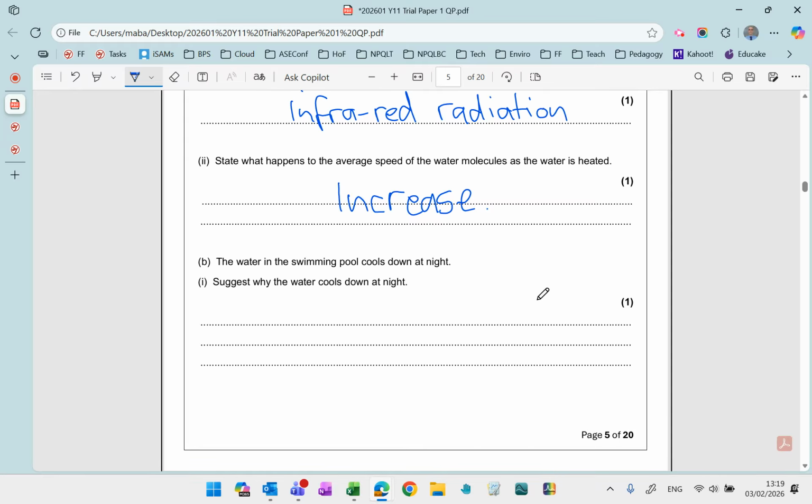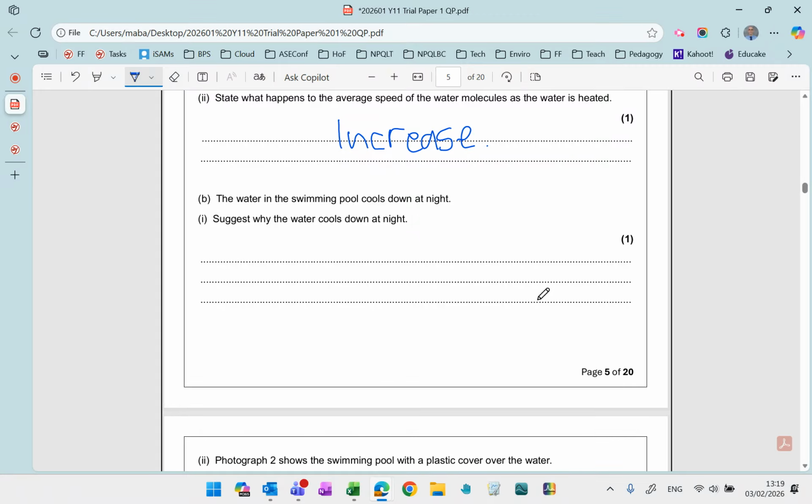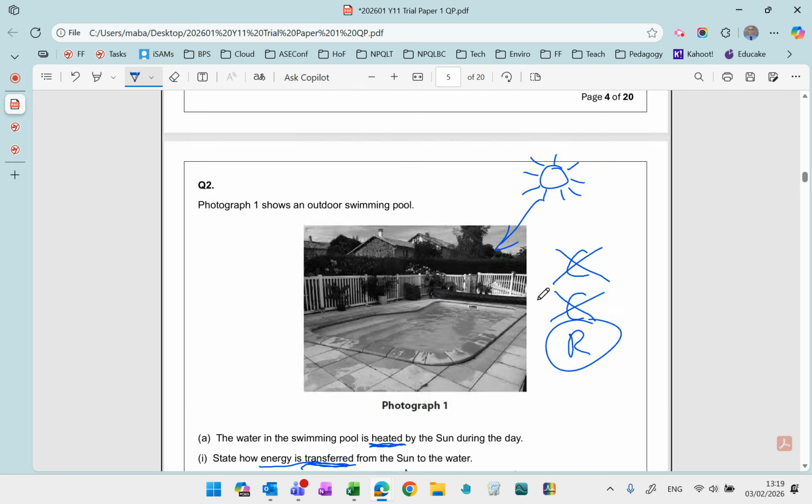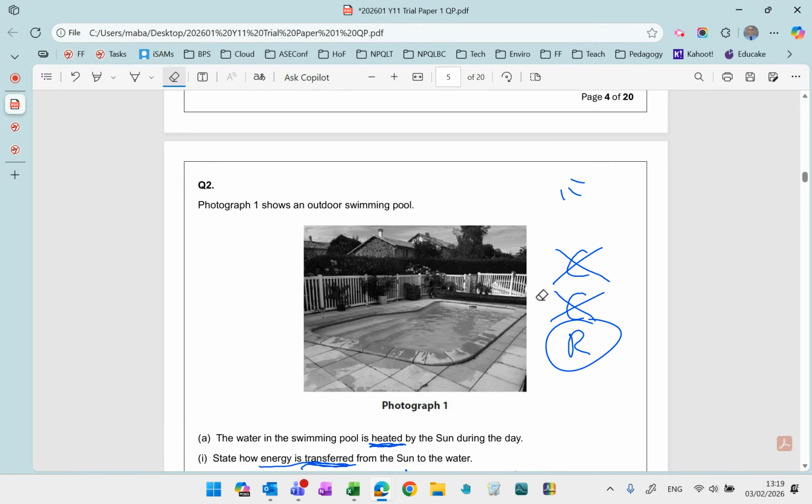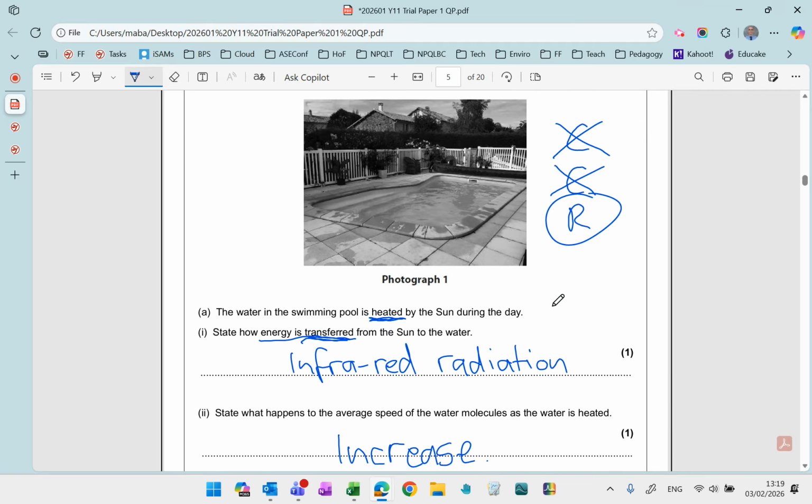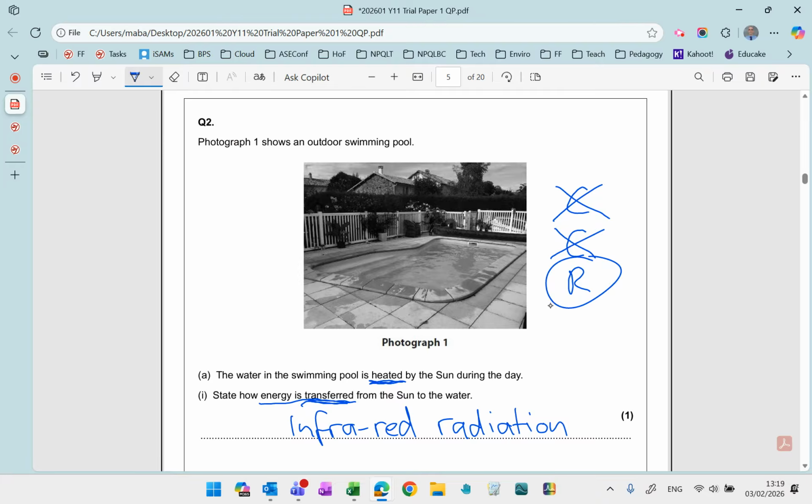At night, the swimming pool cools down. Okay, and there's a couple of ideas that we could have to explain this. Number 1, you're not getting any heating from the sun anymore. So the sun doesn't shine at night, so there's no heat being received. And then the other thing is that the ambient temperature at night is going to cool.